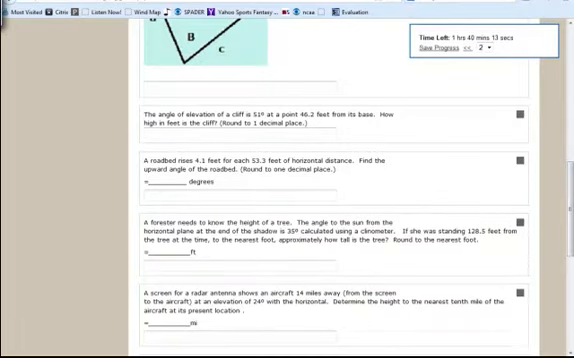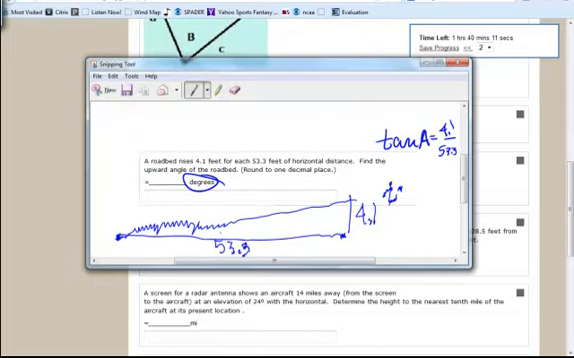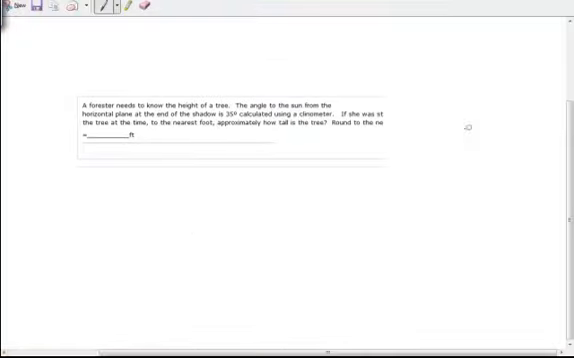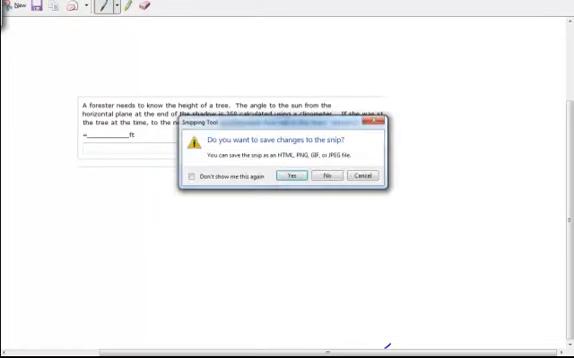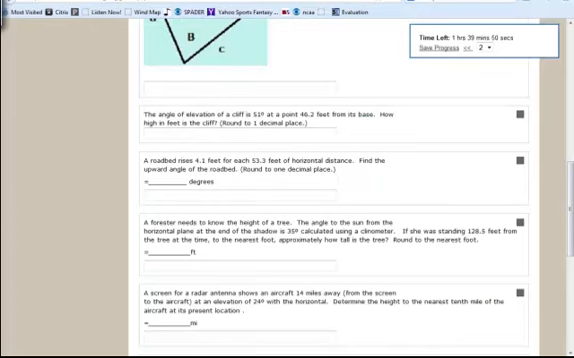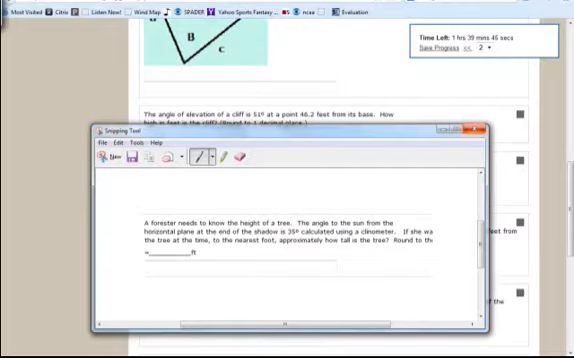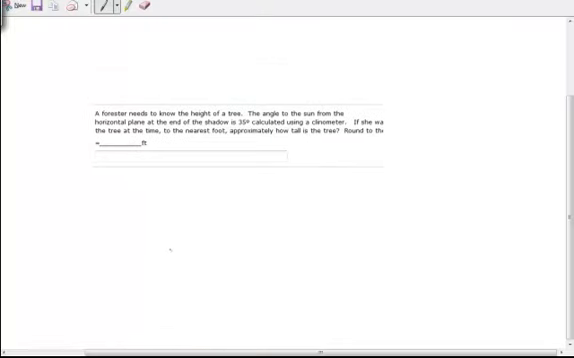Next one. A forester needs to know the height of a tree. The angle of the sun from the horizontal plane to the end of the shadow. Oops, why is that not working? Let's try it again. All right. So, a forester needs to know the height of a tree.